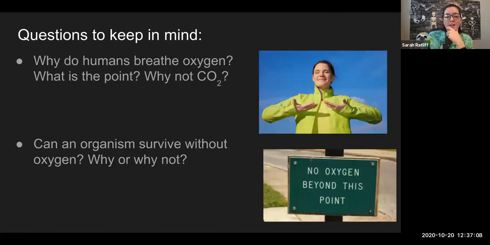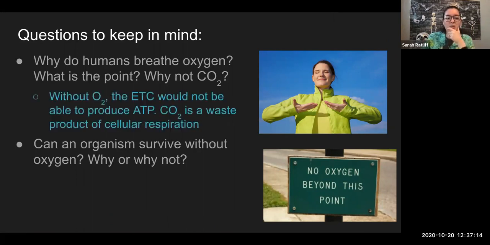All right, so if you remember from yesterday, we had these questions I wanted you to keep in mind. Why do humans breathe oxygen? What's the point? Why don't we breathe CO2? Well, without O2, that ETC would not be able to produce ATP. Carbon dioxide is a waste product. Obviously, we don't want that, so we're not going to breathe that. But that oxygen that we breathe in helps us create water, which is a product. And some of those hydrogen ions will be used in that process as well. We're also using that oxygen that we breathe in during the Krebs cycle. When we're creating our CO2, we're losing those carbon molecules to create some of our NADHs.